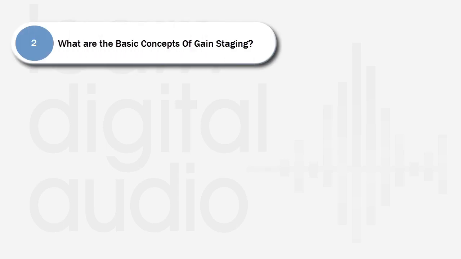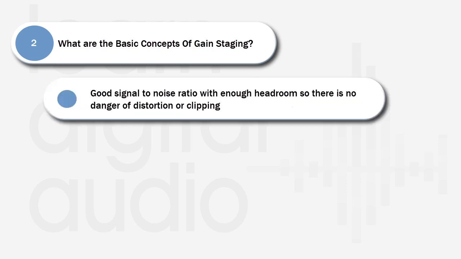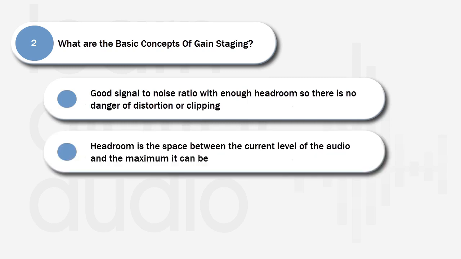What are the basic concepts of gain staging? In analog and digital recording, you should record a loud enough signal to have a good signal to noise ratio and enough headroom so there's no danger of distortion or clipping. Headroom is the space between the current level of the audio and the maximum it can be. Here is a diagram to illustrate the difference between no headroom and plenty of headroom.